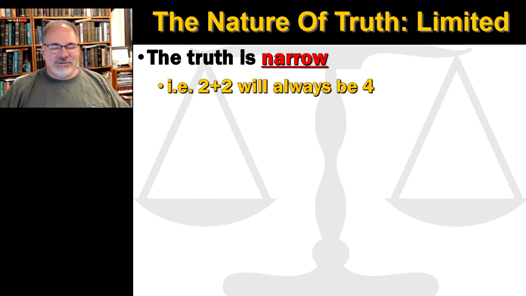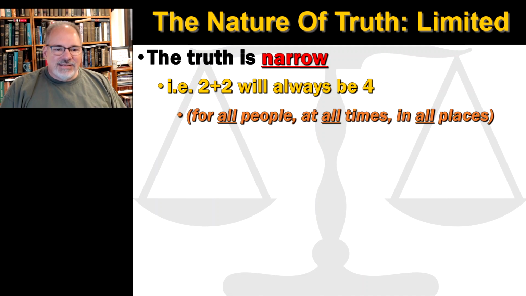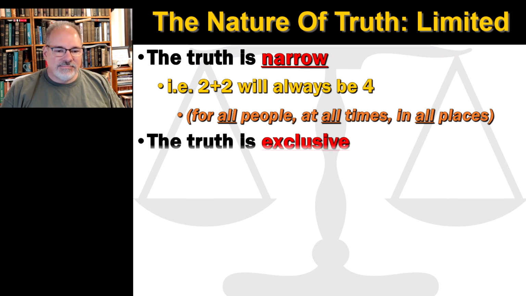Out of all the other numbers, and there's obviously as many as you can imagine, it can't be them. It can only be 4. Truth is always going to be narrow. People don't like that because they want things their own way, which gets back to "I want my truth," but you're not dealing with reality. You're living in a myth. It's a fantasy world. But the truth is narrow, and 2 and 2 is 4 for all people at all times and all places. The truth is exclusive. It always is.